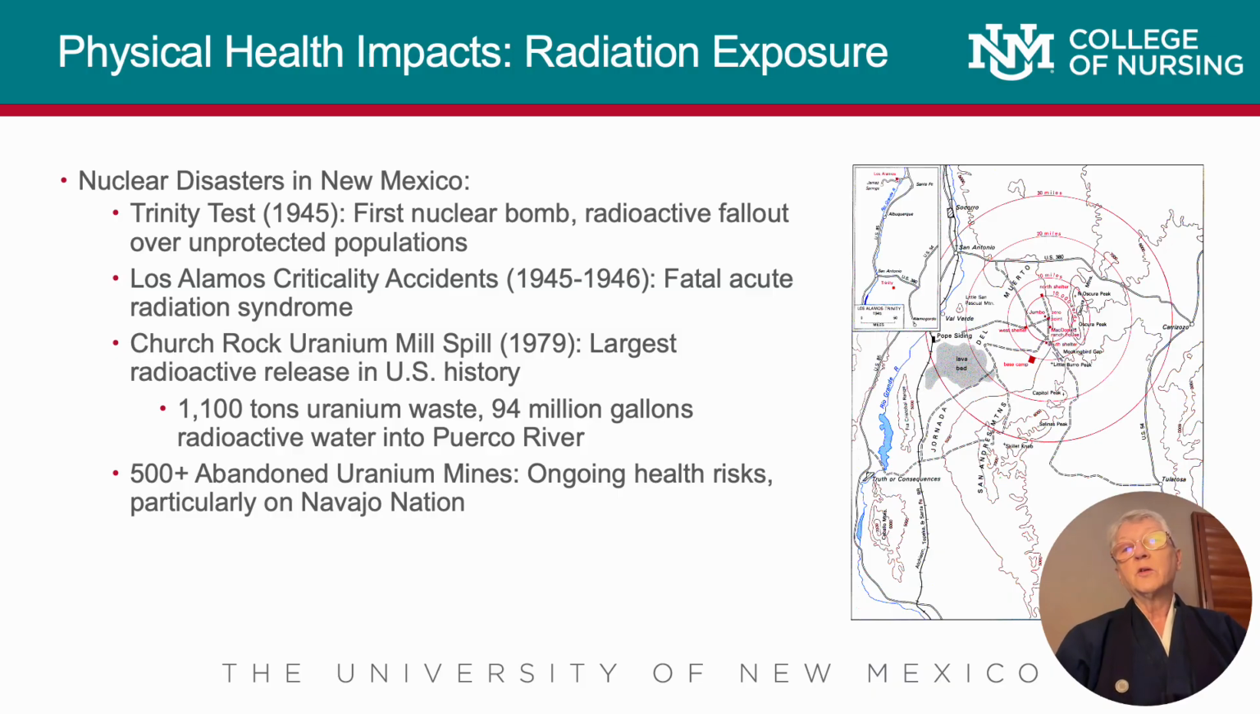But the event I want to focus on is the Church Rock uranium mine spill in 1979. This was the largest release of radioactive material in U.S. history. Yes, larger than Three Mile Island, which happened just 4 months earlier. 1,100 tons of uranium waste and 94 million gallons of acidic radioactive water were released into the Puerco River. The contamination traveled 80 miles downstream.